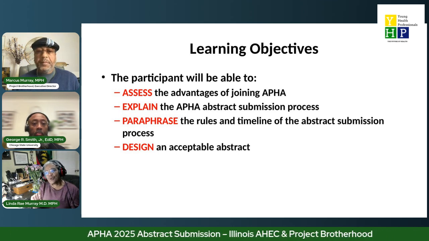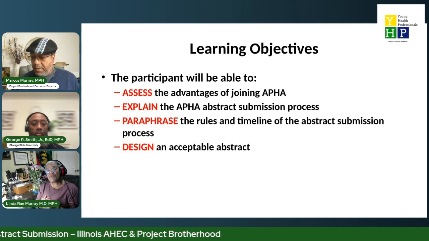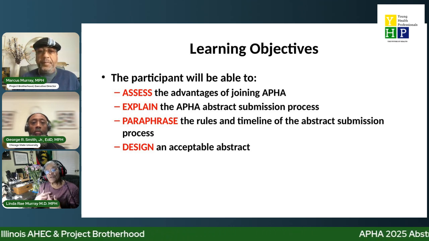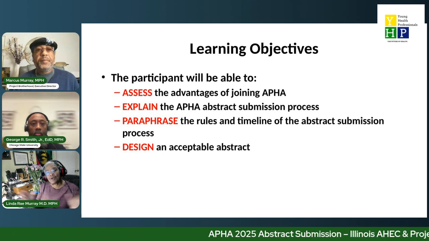APHA has a career mart. So if you're trying to hire people, it has a career mart. But more importantly, for most of our audience, if you're looking for a job, it has a career mart. It's a national career mart. It actually runs all the time.